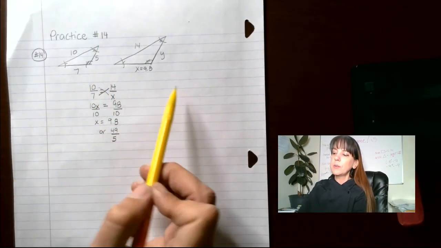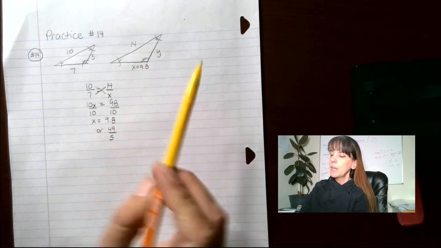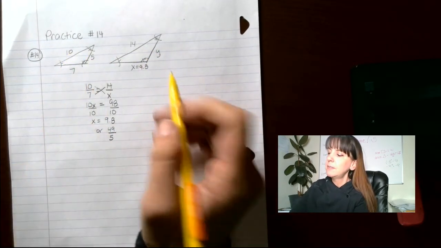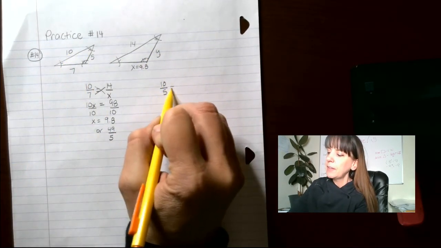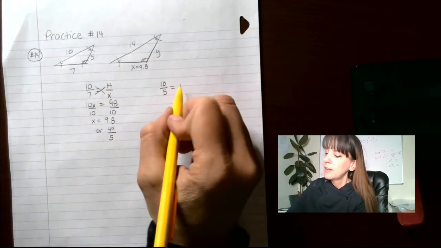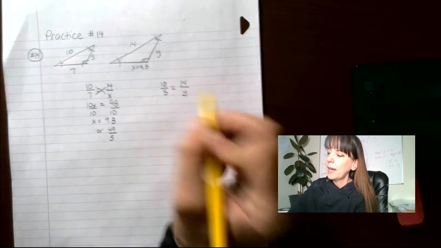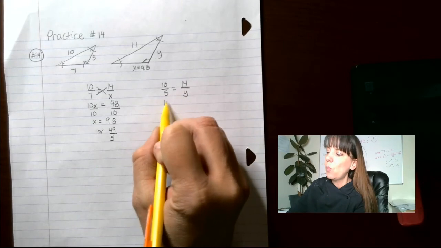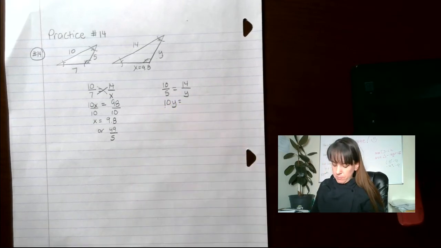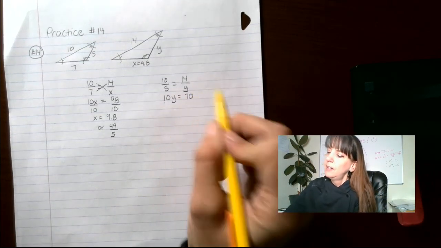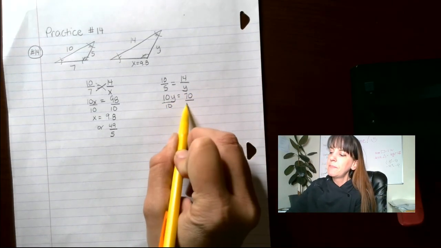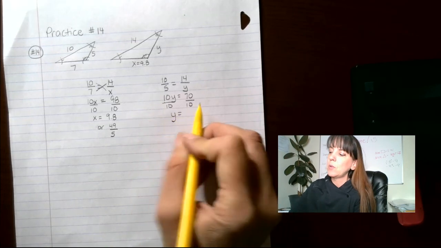So now we need to get this guy right here. So if we do this over this, we would get 10 over 5 equals this over this, 14 over y. So we get 10y equals 14 times 5, 70. Divide both sides by 10, and we end up with y equals 7.